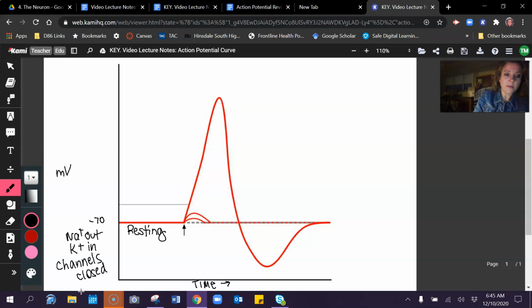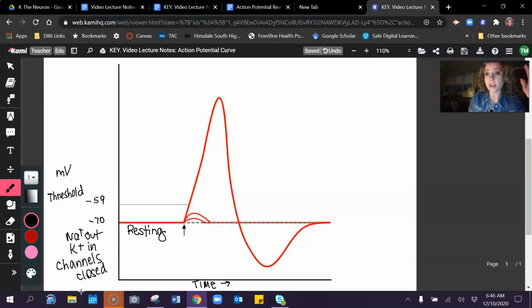Now, the next line that we have on our graph is about negative 59 millivolts. But like I said in the lecture, it could be negative 55, it could be negative 60. It's going to be in the negative 55 to negative 60 range. Negative 59 is known as threshold. Threshold is the amount of depolarization that must occur in order for an action potential to carry on down an axon. So how does the membrane potential become more positive to reach negative 59?